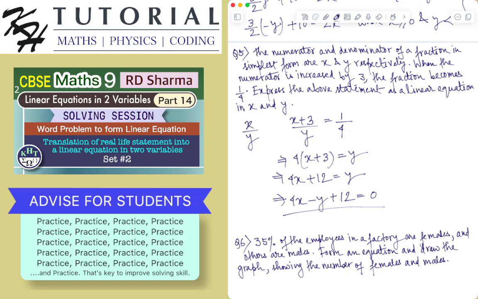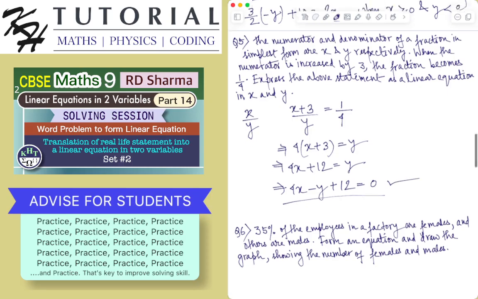This equation demonstrates the statement that a fraction having numerator and denominator x and y, when the numerator is increased by 3, the fraction becomes 1/4. This information is represented by this linear equation. Let's see the next problem.